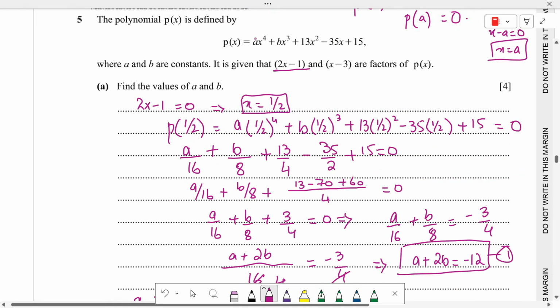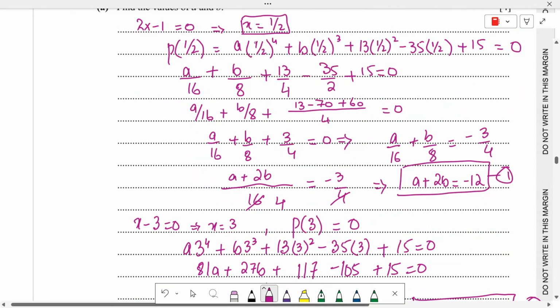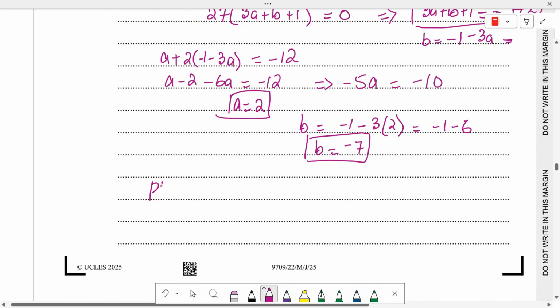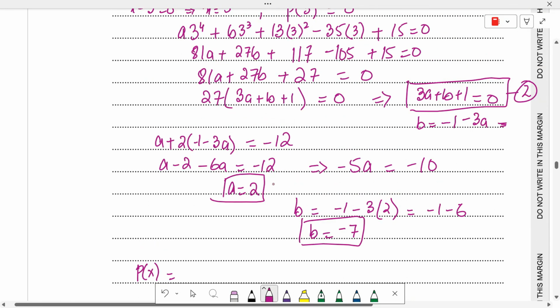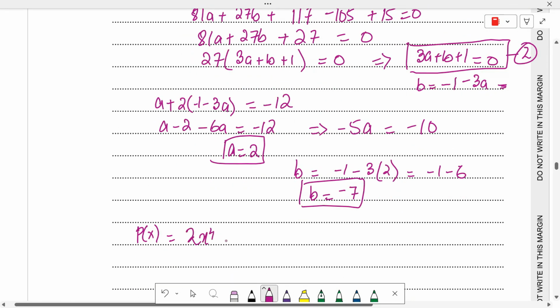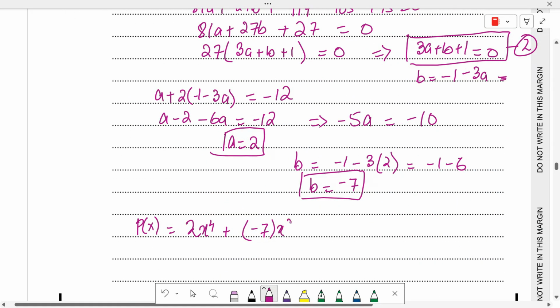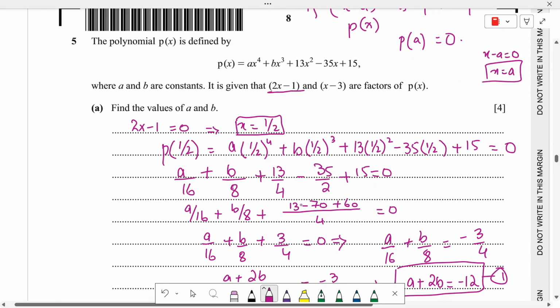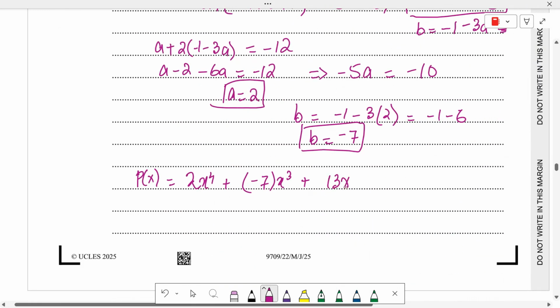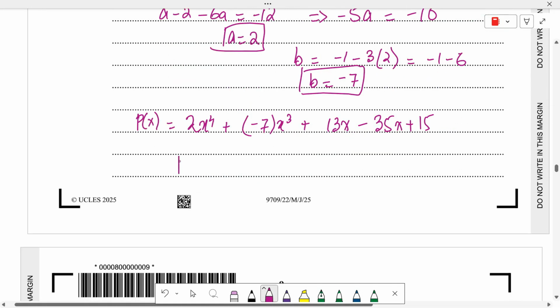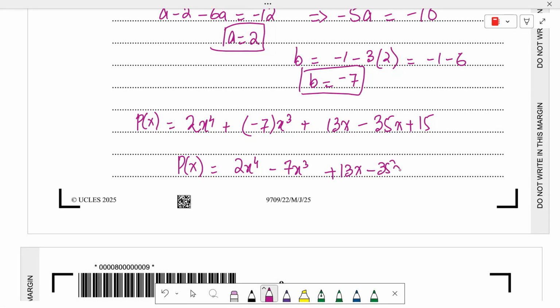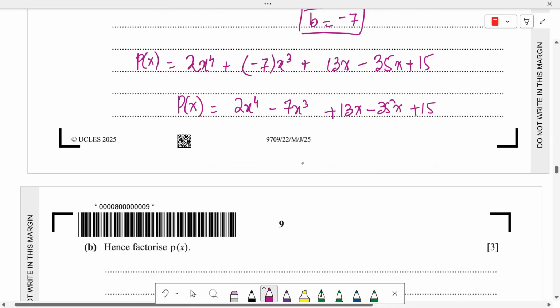Now we plug this a and b into the given polynomial to find the exact polynomial. So p of x is equal to 2x to the power of 4, plus b, which is negative 7x cubed, plus 13x squared minus 35x plus 15. So the polynomial is 2x to the power of 4 minus 7x cubed plus 13x squared minus 35x plus 15. Okay, let's move to part B.